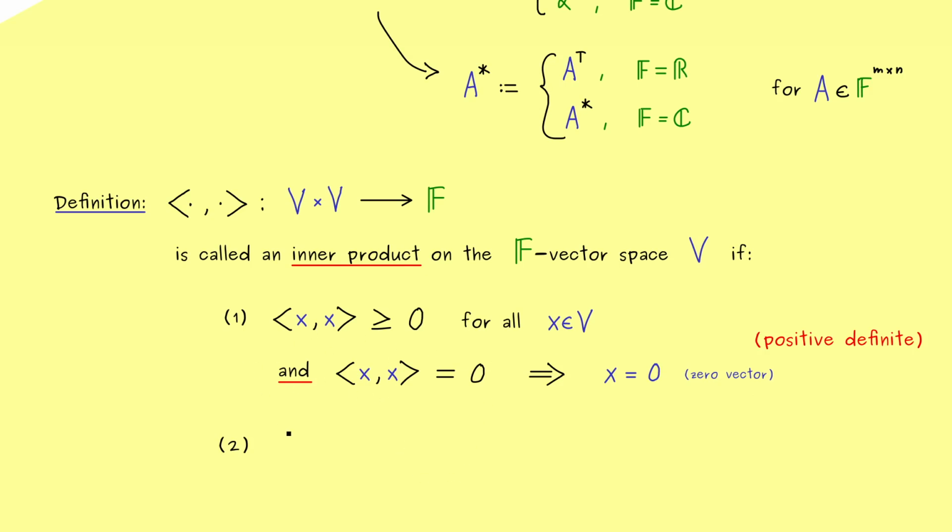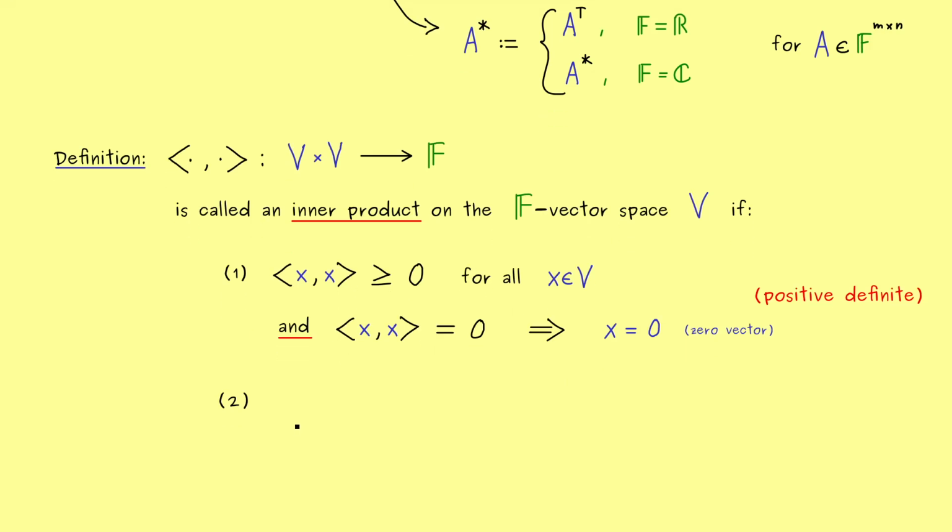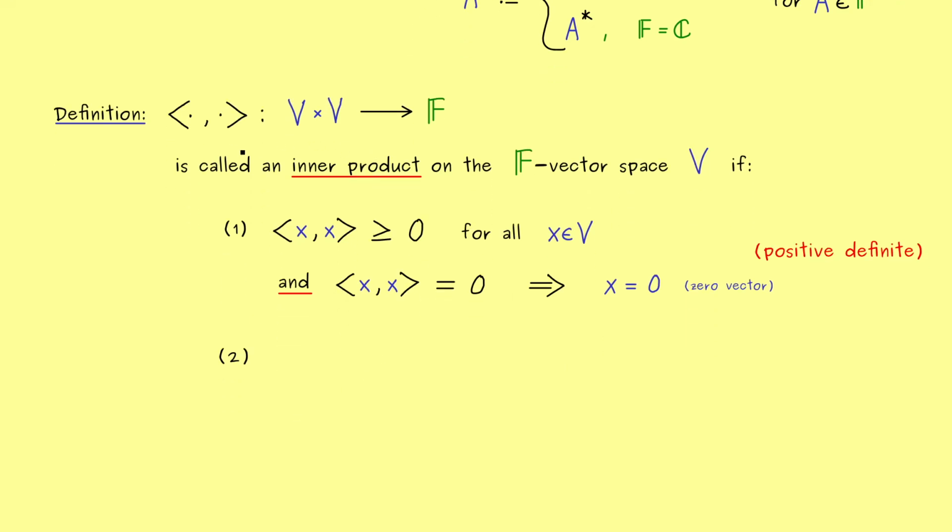Okay, then the second property is also not so hard. It says that the inner product should be a linear map in one of the entries. And there I can already tell you, I want that in the second argument. However, you also find mathematicians that do this definition in the first input. So please keep that in mind.